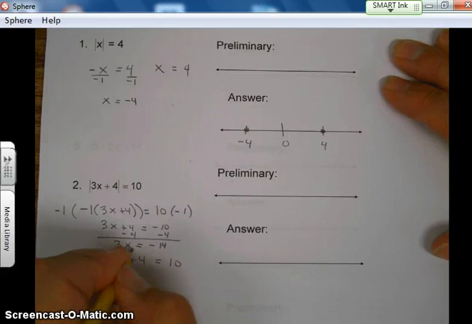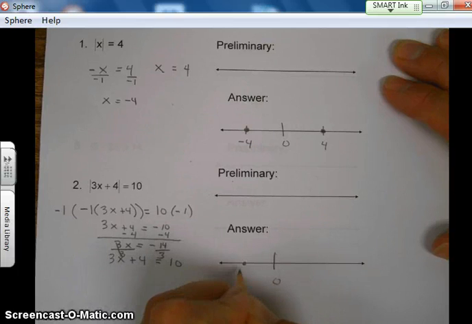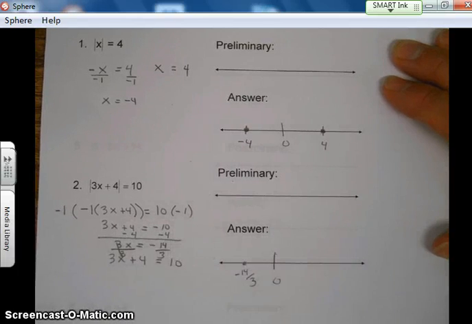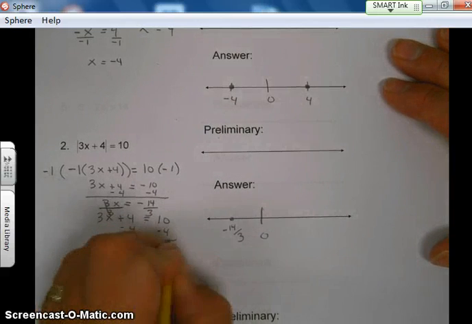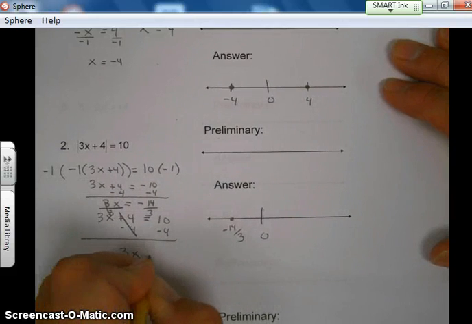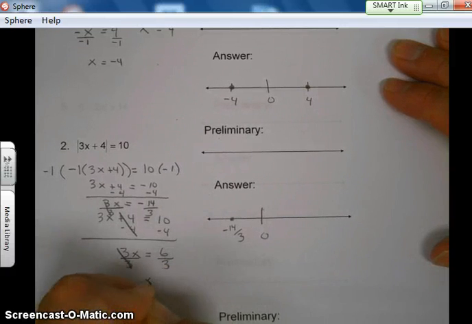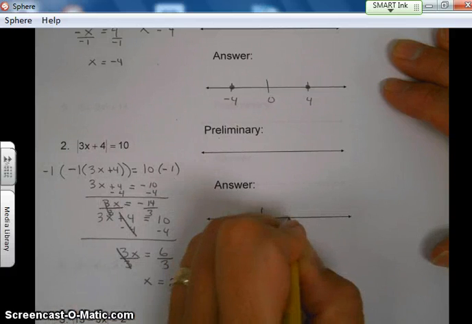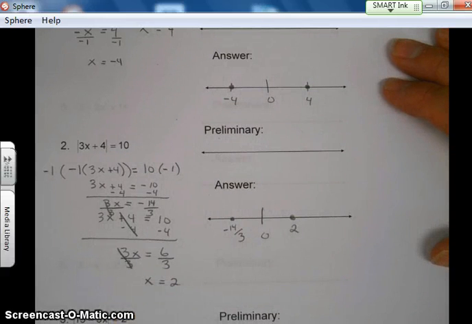And then divide by 3. So one of our solutions is going to be negative 14/3. Okay, solving the other one. Hopefully you remember your steps for solving. We undo adding and subtracting first. Then we undo multiplying and dividing. And we have our other solution. So there are your two solutions for number 2.